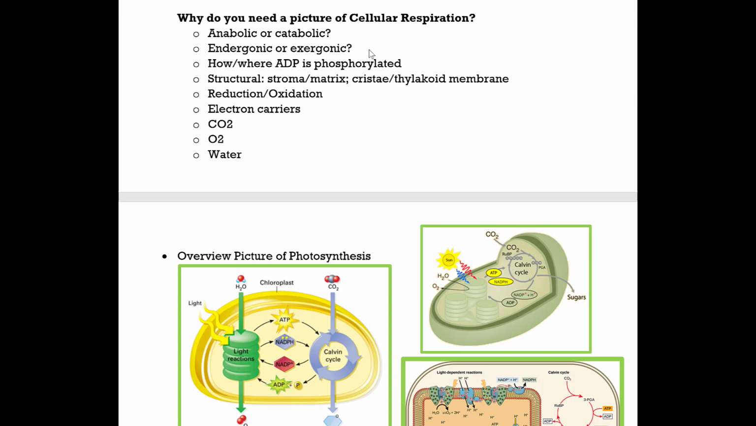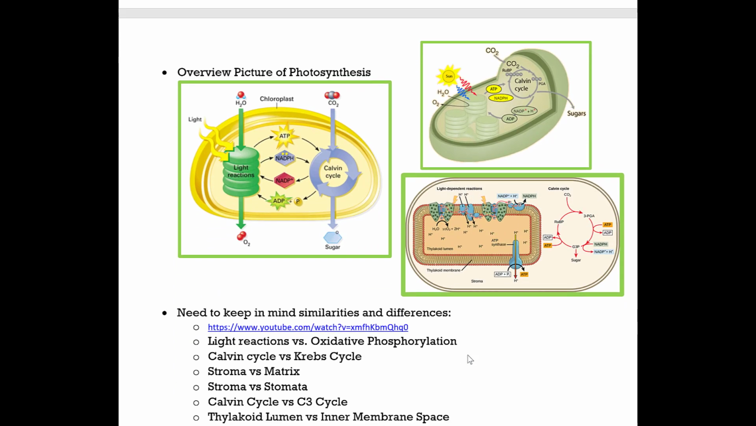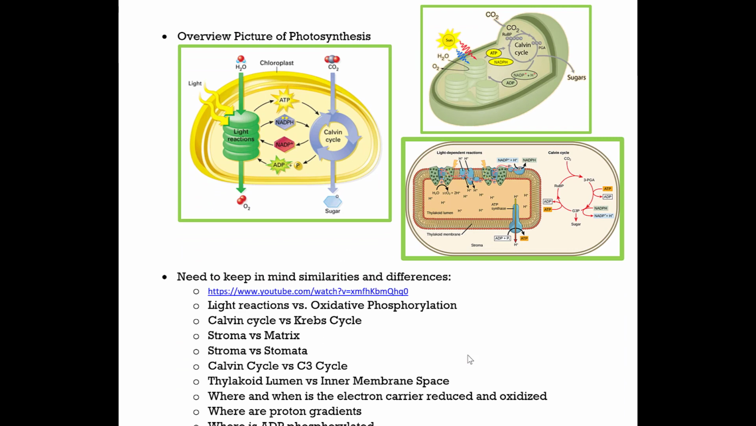And some structural pictures would be good so you don't mix up the stroma and the matrix, the cristae and the thylakoid space, intermembrane space and thylakoid space, thylakoid lumen. Make sure that you have those situated in your mind.